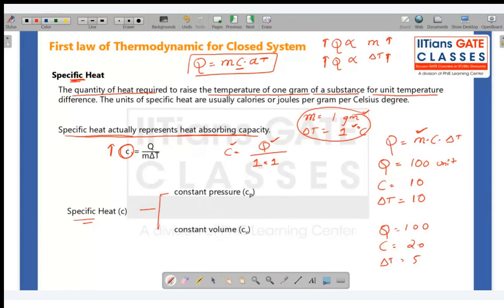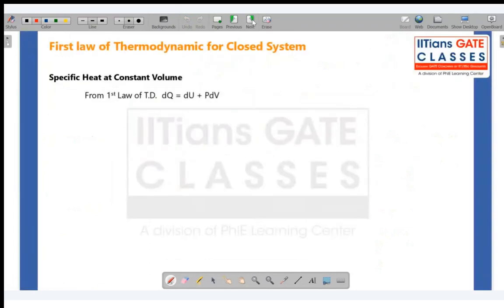Now, specific heat is basically of two types, constant pressure and constant volume. Okay, let's see them. How about constant volume? I hope you remember this formula, the first law of thermodynamics for a process. Now I am talking about constant volume. So tell me, at constant volume dW is zero, right? Because dV is zero. Constant volume process, dV is zero, so this term will be zero. If this is zero, then dQ is equal to dU.